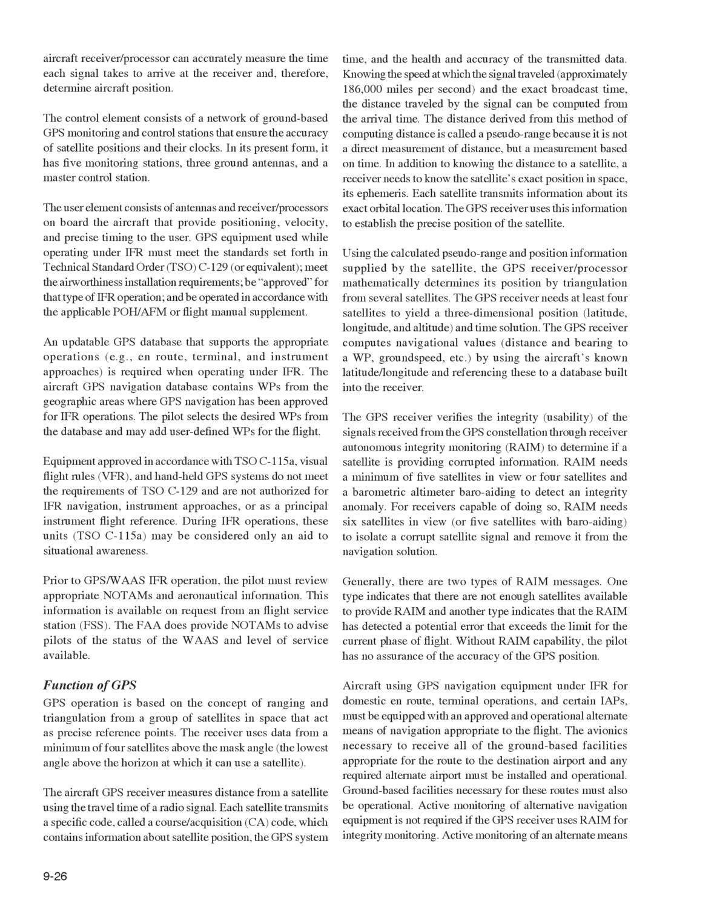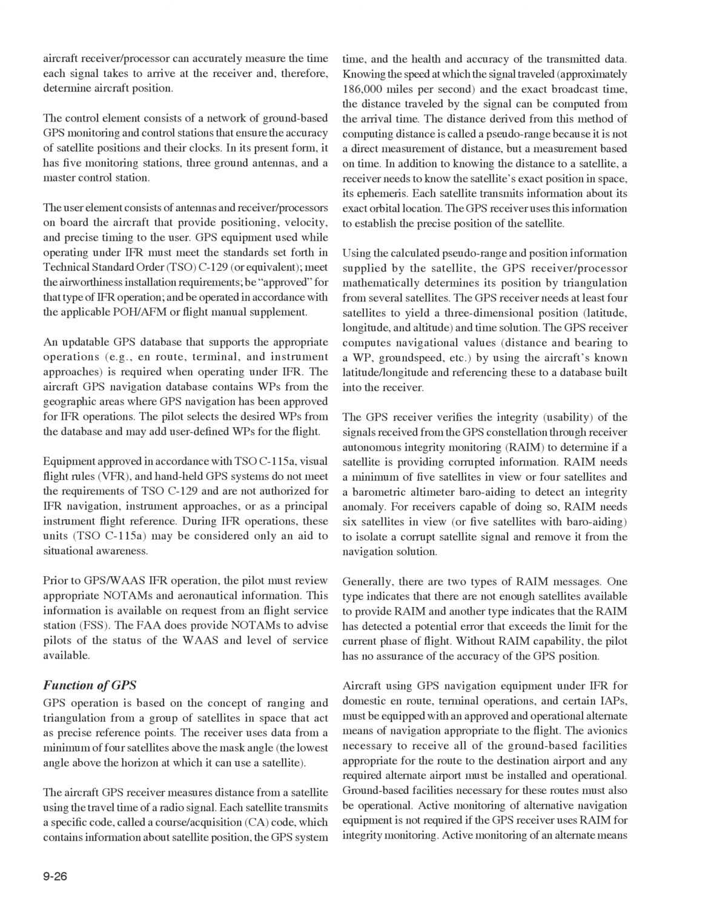Aircraft using GPS navigation equipment under IFR for domestic en route, terminal operations, and certain IAPs must be equipped with an approved and operational alternate means of navigation appropriate to the flight. The avionics necessary to receive all of the ground-based facilities appropriate for the route to the destination airport, and any required alternate airport, must be installed and operational. Ground-based facilities necessary for these routes must also be operational.